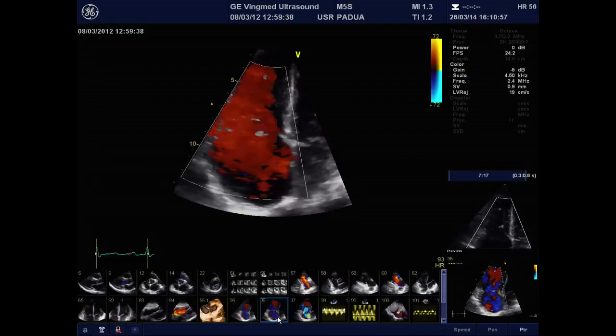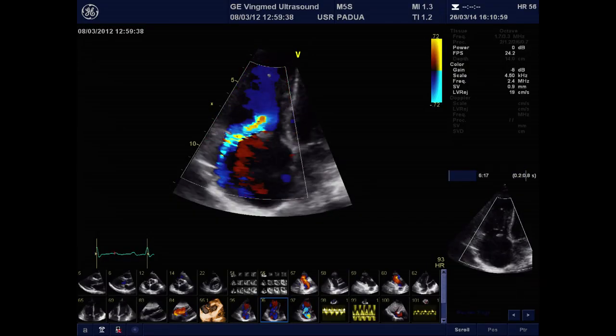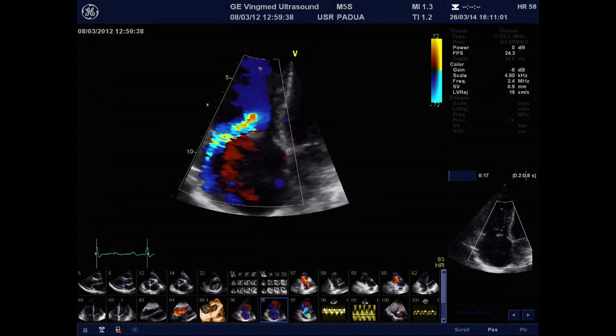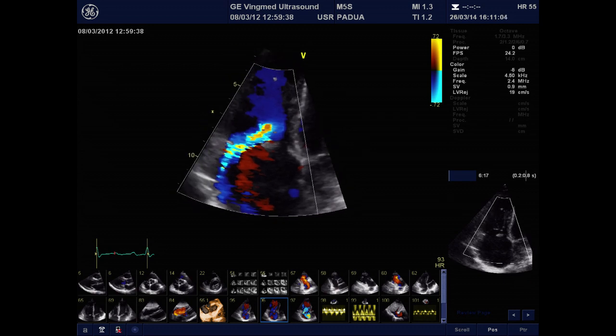So after acquiring the color Doppler, you can freeze the image and zoom in to see better the proximal convergence of the regurgitation, and then you should decrease the Nyquist limit, which you can see here in the middle. Now I am reducing it to 29, which is the recommended cutoff in the guidelines.